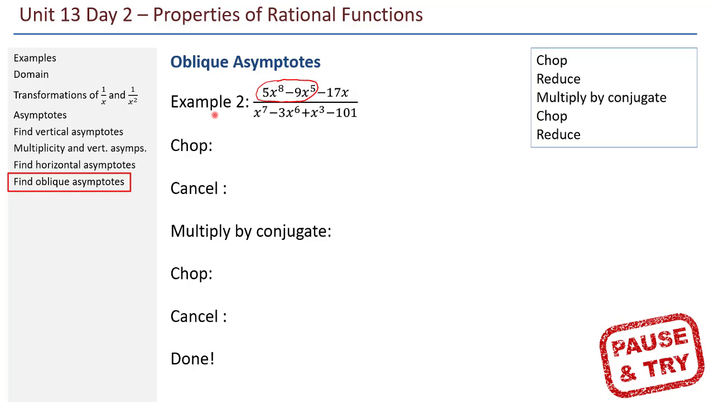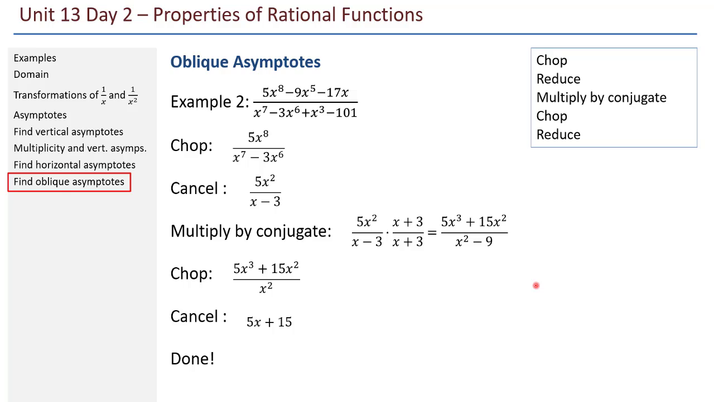When you do your first chop step, you don't take 5x to the 8 minus 9x to the 5, because you really want an x to the 8 and an x to the 7 power. So you won't have those two things. What will you have? Okay, pause the video, give this a try, and then start it up again to check your work. Let's take a look.